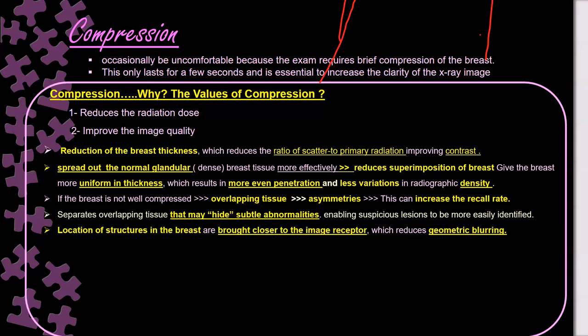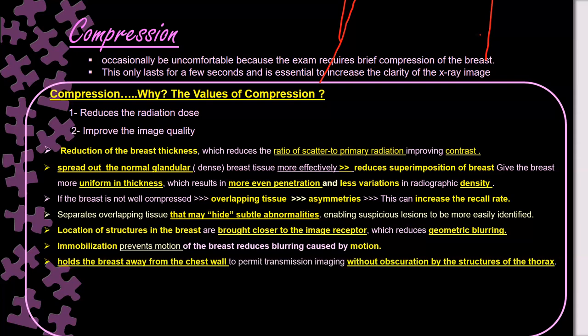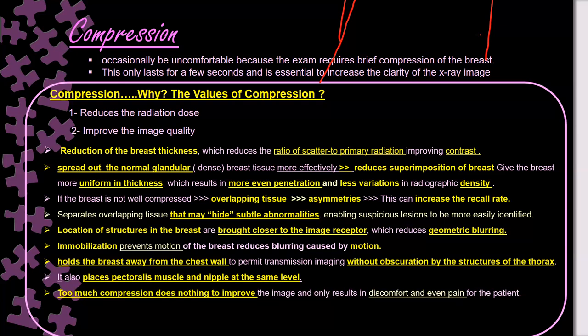The structures in the breast, when compressed, will come closer to the detector, so it will reduce geometric blurring. It will be sharper, more visualized, more clear. It also reduces motion artifact by immobilization, and compression holds the breast away from the chest wall and reduces the chance of other parts superimposing on the image. It also holds the breast, placing the pectoralis muscle and the nipple at the same level, which we need for the image evaluation.